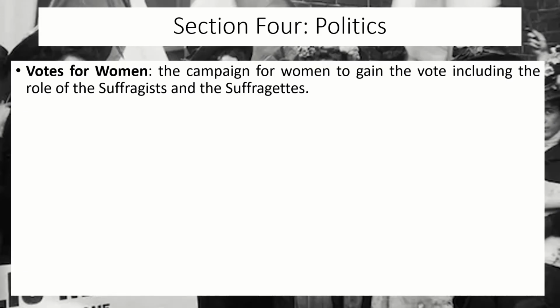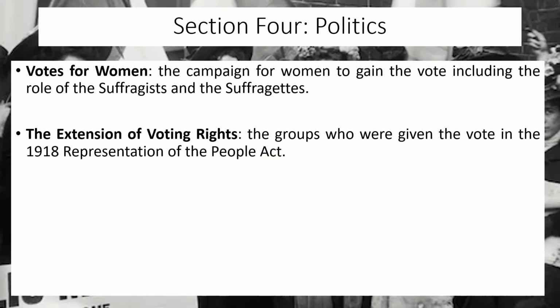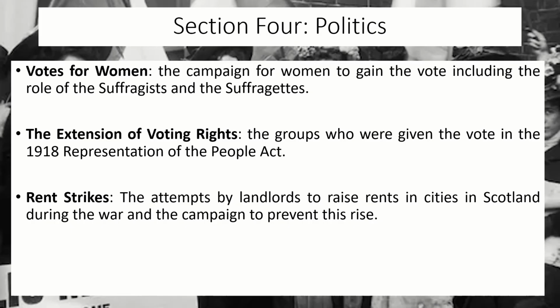We look at other factors that contributed to women eventually being granted the vote in 1918, and then we can extend that to look at the extension of voting rights at large. So we look at the different groups that were given the vote in the 1918 Representation of the People Act. Obviously it extends the suffrage, the right to vote, not just to women that hadn't had it before, but also a significant number of men who hadn't had the vote before as well.